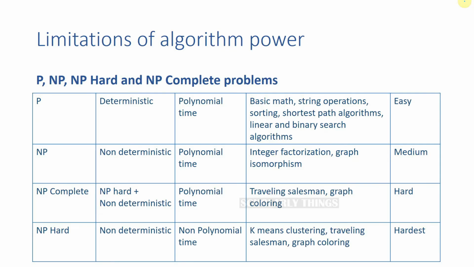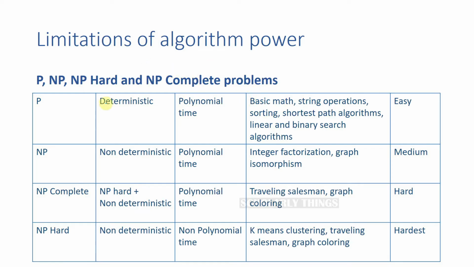The next topic under limitations of algorithm power is about P, NP, NP-hard and NP-complete problems. This is an important topic. I have tried to simplify it as much as possible. Let's start with a broader view. P, NP, NP-hard and NP-complete, all these are classes of problems.